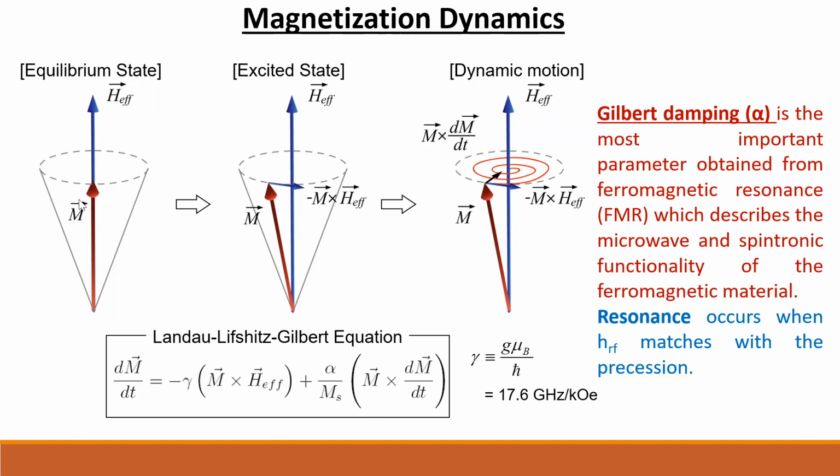For understanding the equilibrium state, the excited state, and the dynamic motion, Landau and Lifshitz give the first term, and it tells about the rate of change of the magnetization with time. Then Gilbert improved this equation by introducing another term, which is the damping term, and that is why this equation is known as the Landau-Lifshitz-Gilbert equation.